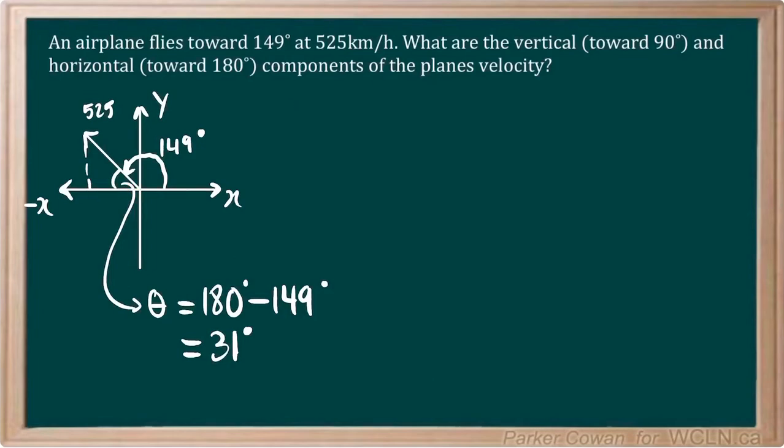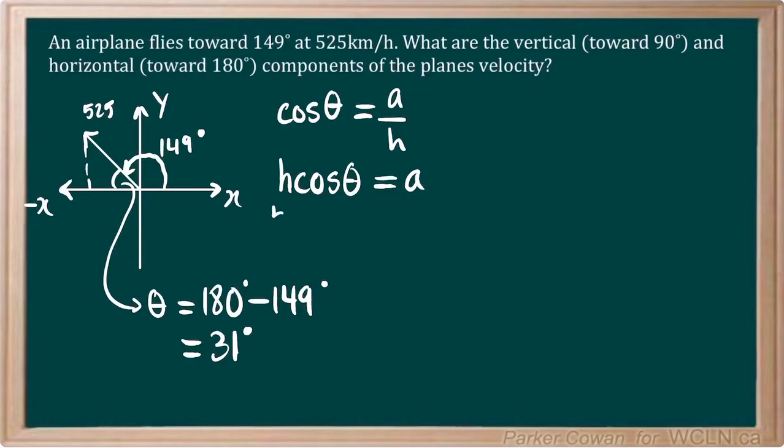So cos theta is equal to adjacent over hypotenuse. And now we're going to multiply both sides by hypotenuse just to get the adjacent on its own, because that is what we're solving for. Hypotenuse times cos theta equals A. Now our hypotenuse is 525, and theta is 31. Now 525 times cos 31, that's going to give us 450 for our adjacent side, and that's going to be our horizontal component.